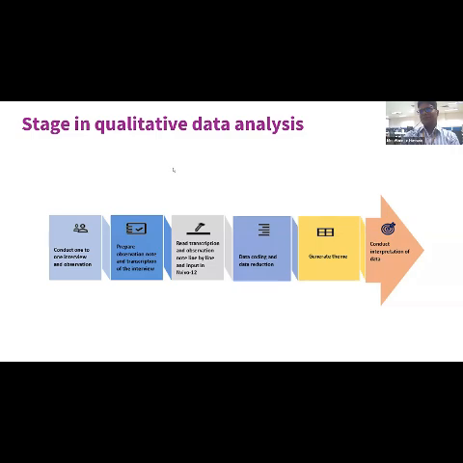These are the stages I personally follow in analysis in qualitative research. I usually follow these stages, and I keep this from my paper.